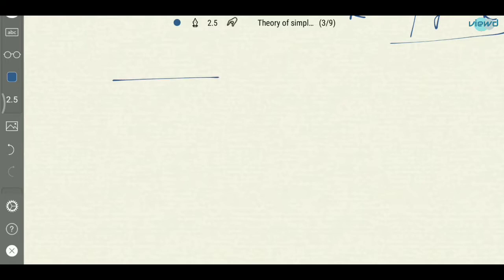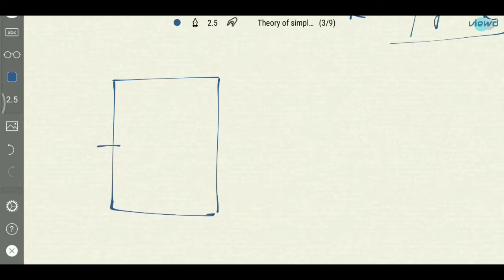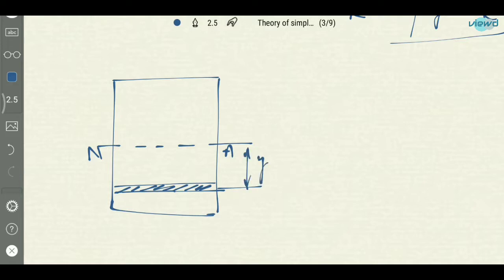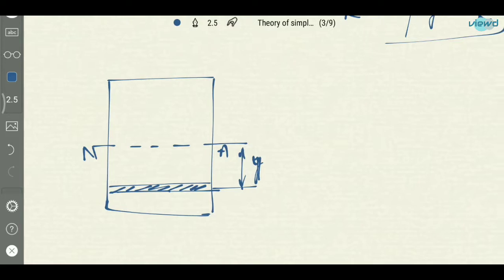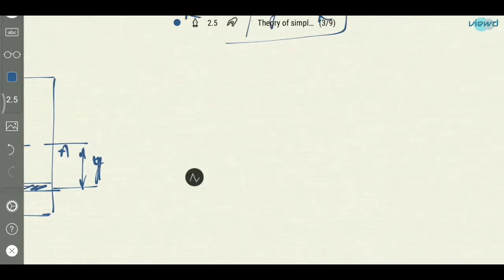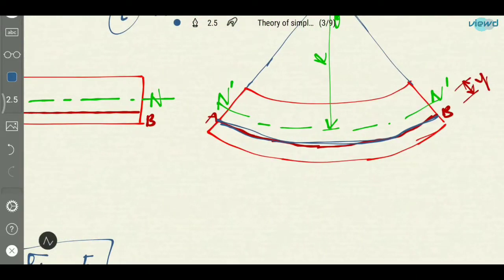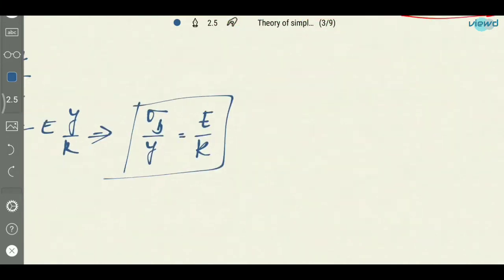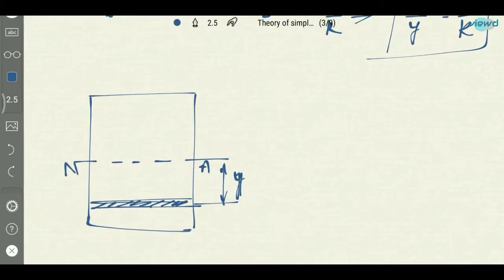Next, consider the cross section here, and this is the neutral axis, and let us say there is a small area and the distance from this neutral axis is y. So what is this? The layer AB, the layer which we have taken. If we consider it in 3D, there will be a cross section for this here. Then it will be like this. So this is the elemental area. Let us say the area of this one will be dA.